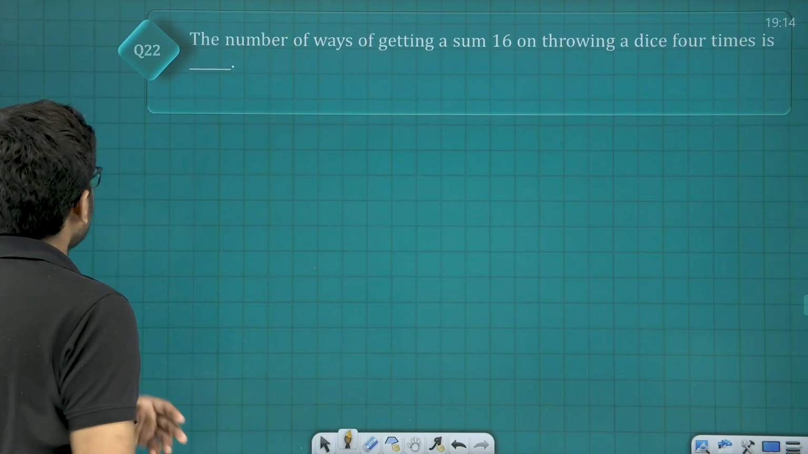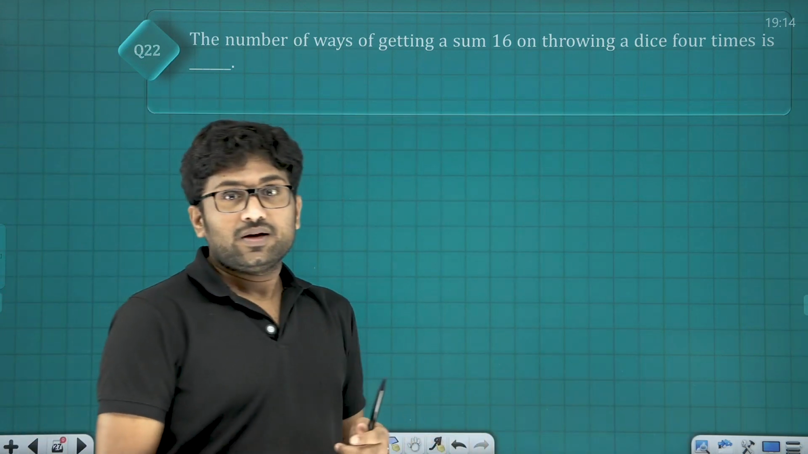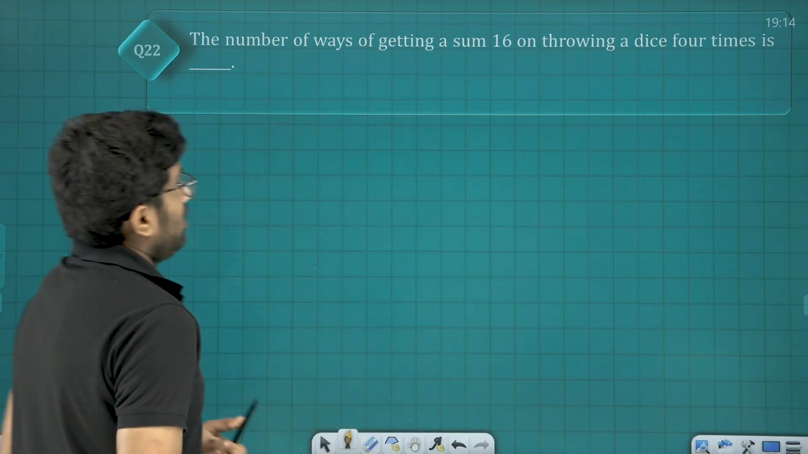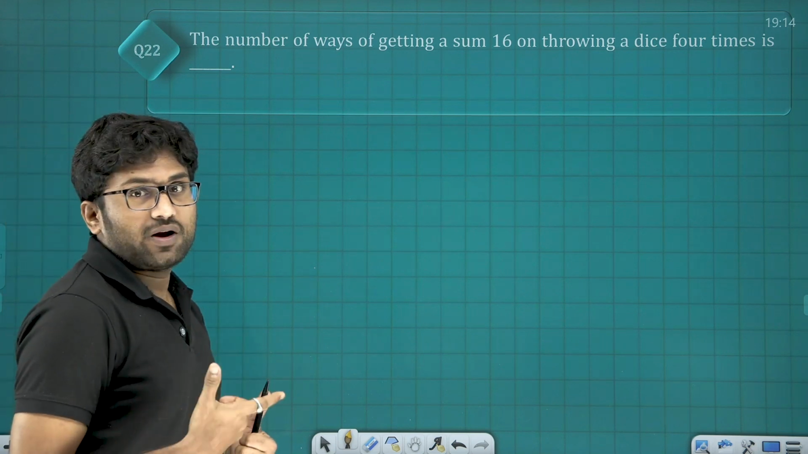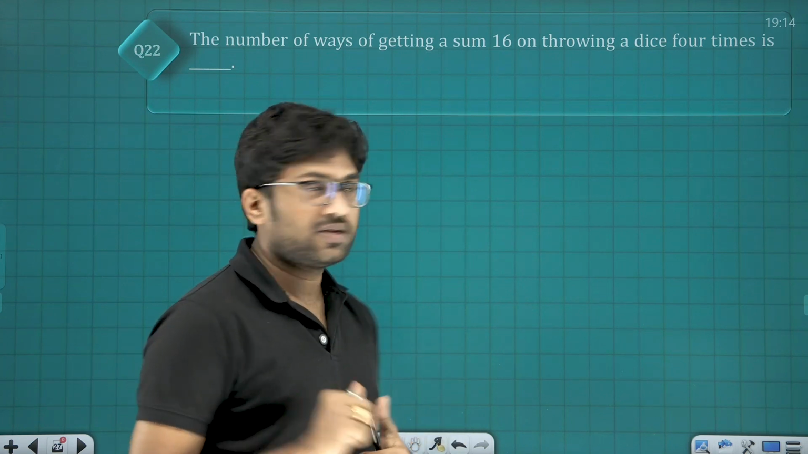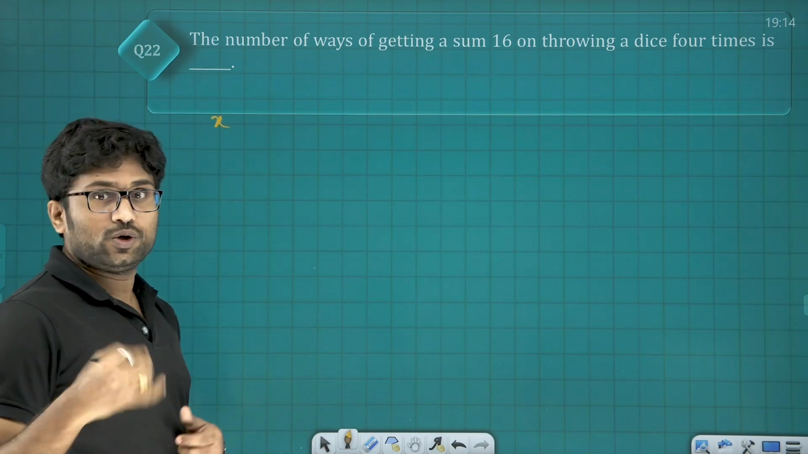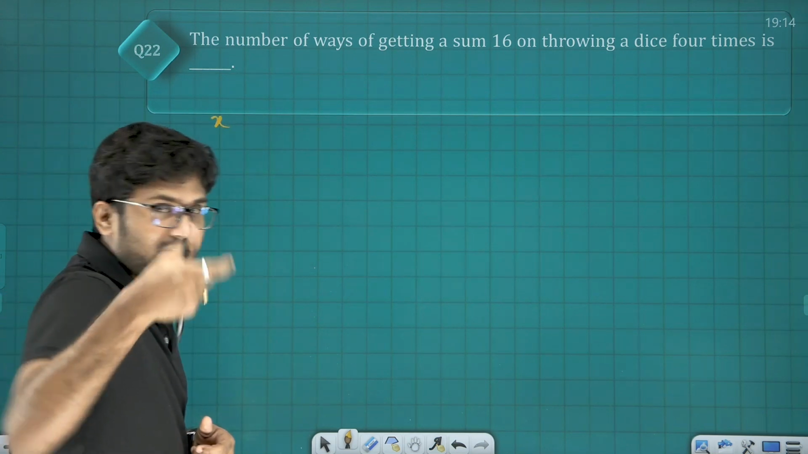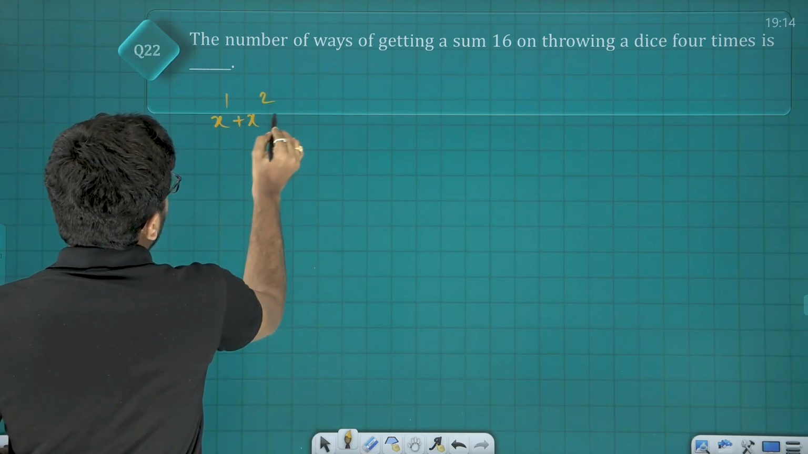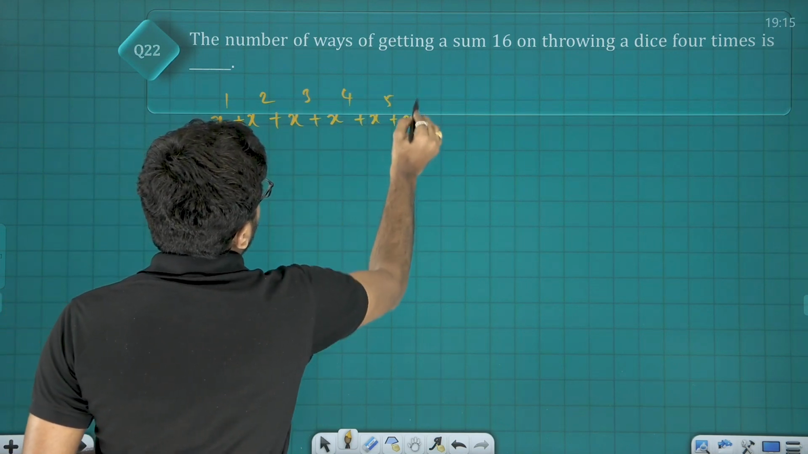Next question. The number of ways of getting a sum 16 on throwing a dice 4 times. Applications of binomial theorem. We use the multinomial theorem in getting this, like the way we did for factors, number of divisors and all. The number of ways of getting sum 16 on throwing a dice 4 times. When you throw a dice, let the exponent denote the face of the dice. A dice can show 1 or 2 or 3 or 4 or 5 or 6.